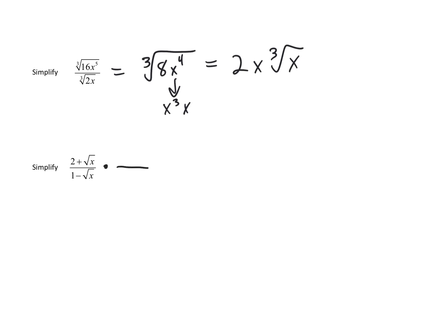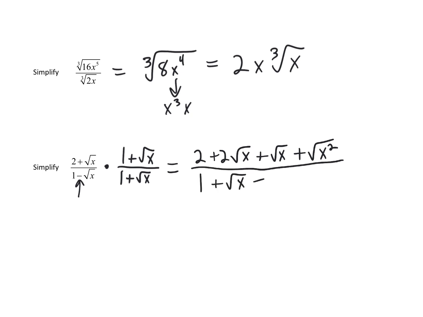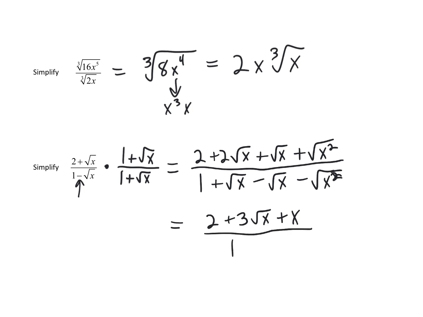Now the last example here is a little bit more complicated. We're going to multiply both top and bottom by 1 plus root x. And we're choosing 1 plus root x because it is a conjugate of the denominator. So just switch the sign, and this will eliminate roots in the denominator. So on the top we get 2 plus 2 root x plus root x plus root x squared. In the denominator we get 1 plus root x minus root x minus root x squared. Simplify, we get 2 plus 3 root x plus x over 1 minus x. So as you can see, there's now no more roots in the denominator.